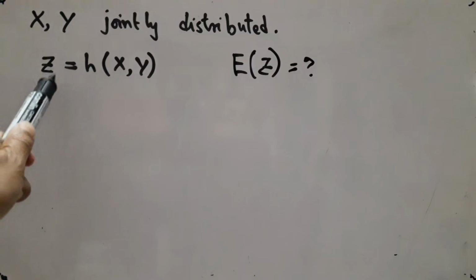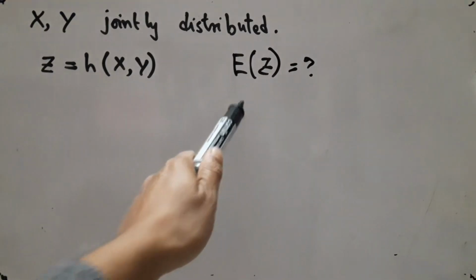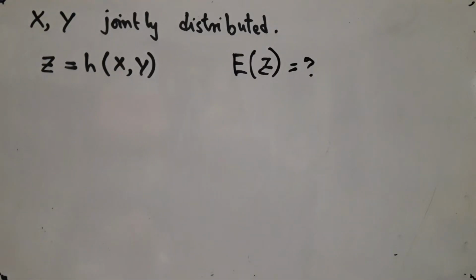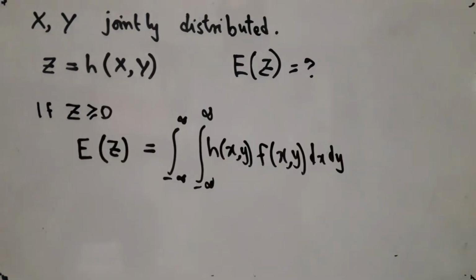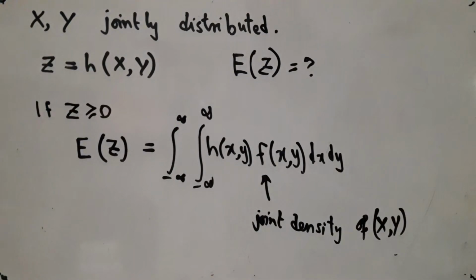Just work out the distribution of z, and z being a univariate random variable, a single random variable, you can apply the general definition to find the expected value of z. But a simpler alternative exists. If z is always non-negative, then the expected value of z may be obtained using this formula, where this f is the joint density of x y. So this formula is for the case where you have a joint density.